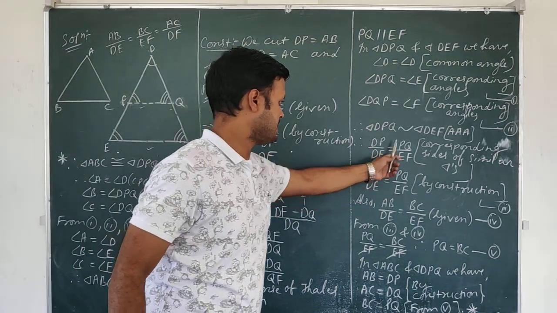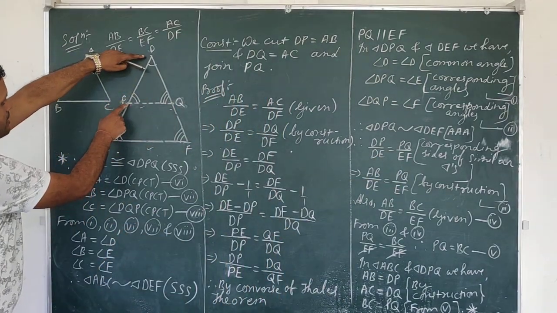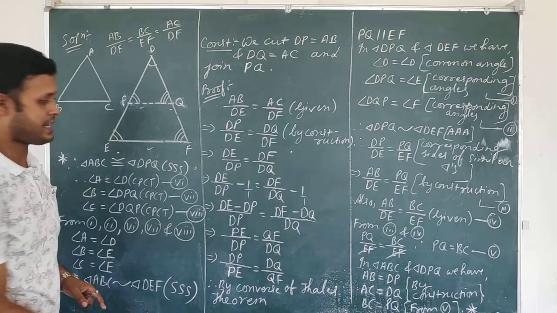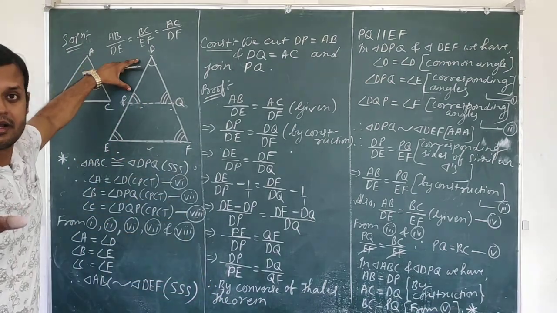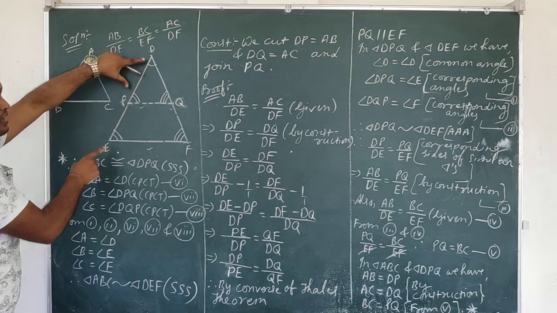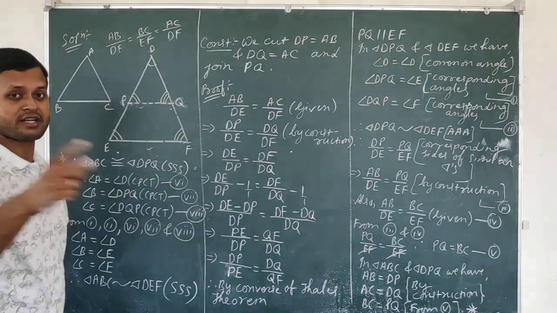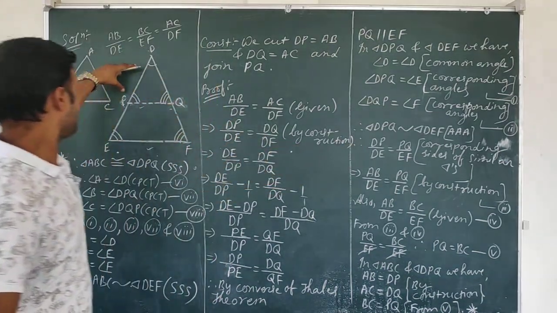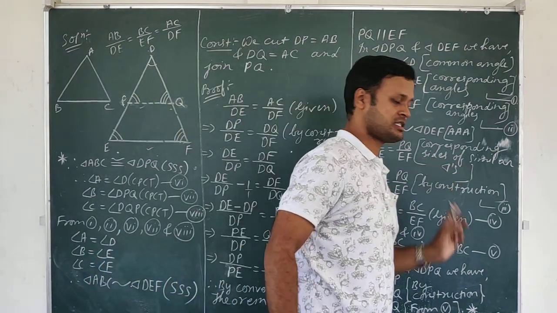DP by DE is equal to PQ by EF. See very carefully: DP of the smaller triangle, DE of the bigger triangle, PQ of the smaller triangle and EF of the bigger triangle. So DP by DE is equal to PQ by EF, corresponding sides of similar triangles.